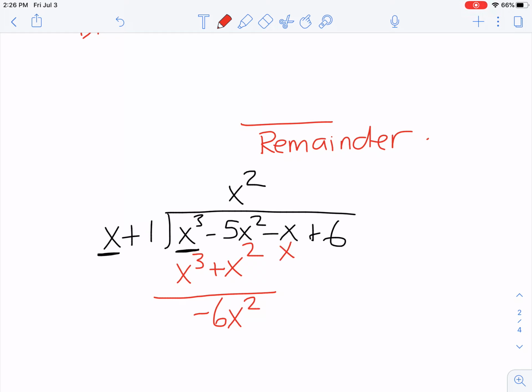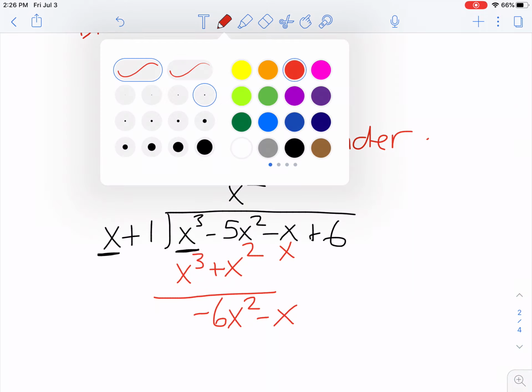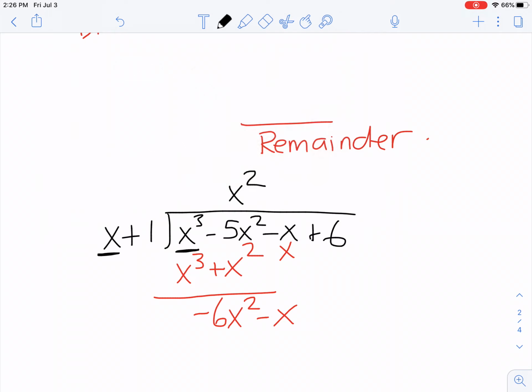I'm going to bring down the minus 1x, and then the whole process starts again. So how many times does x go into negative 6x squared? Well, it goes in negative 6x times, because negative 6x times x is negative 6x squared. And then I'm going to multiply that negative 6x by the expression x plus 1, and that's what I'm going to write down here. So I'm going to end up with negative 6x squared minus 6x. So I'm multiplying negative 6x by x and negative 6x by positive 1.